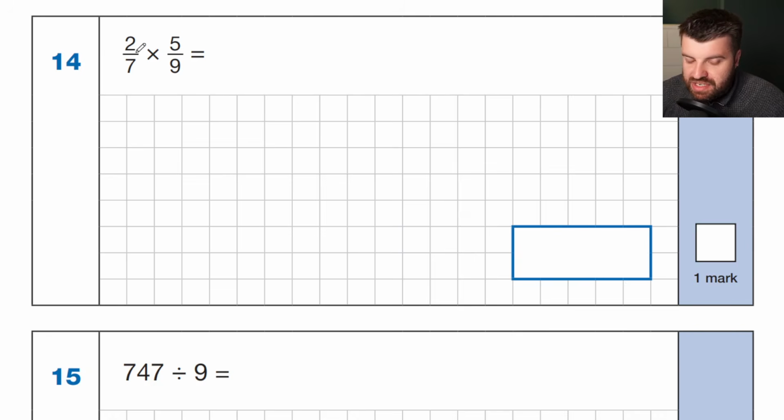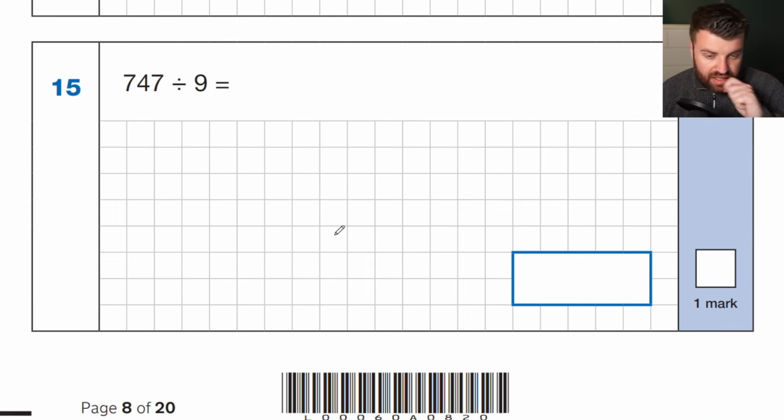Now, we've got the fraction here, 2/7 multiplied by 5/9. If we're multiplying fractions, it's a simple case of multiplying the numerators and multiplying the denominators together. That'll give us the answer. So 2 times 5 is 10, and then we have 7 times 9 is 63. We have 10 over 63 as our answer. As easy as that.